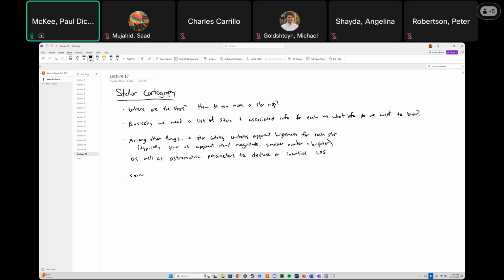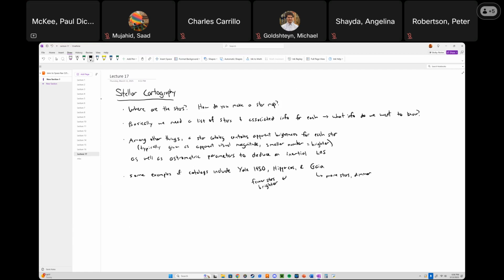Some examples of catalogs include Yale 1950, Hipparcos, and Gaia. Generally, Gaia has more stars and focuses on the dimmer ones, so it's closer to a complete sky survey. And then Hipparcos has fewer stars, but brighter.